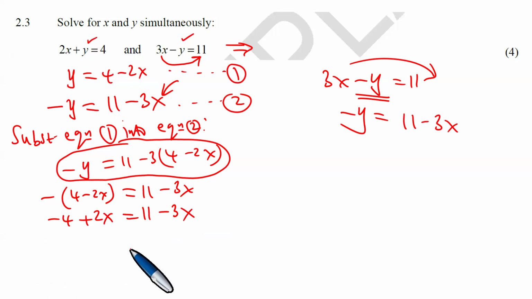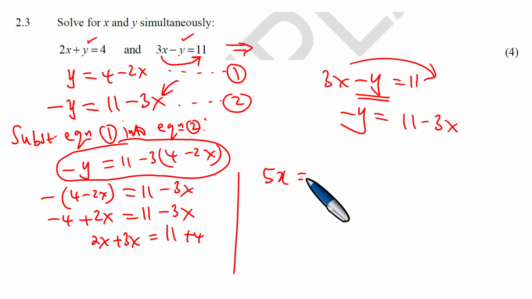Then what do we do here? We collect like terms. So we have the 2x, then we bring 3x here. It was minus 3x, now it becomes plus. Then we have the 11, then the 4. The 4 is minus 4, bring it across, it becomes a plus. And what is 2x plus 3x? 5x. 11 plus 4 is what? 15.